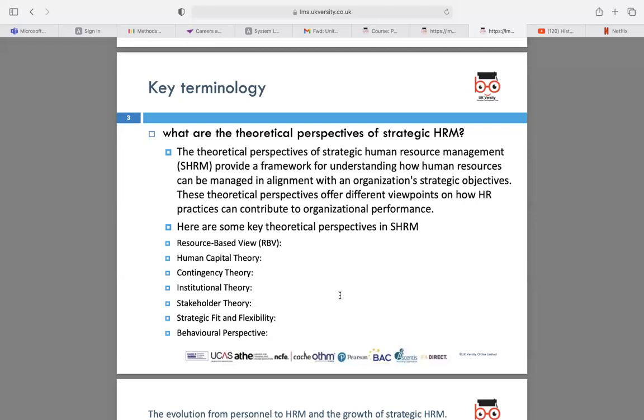Going to talk about strategic fit and flexibility. Strategic fit and flexibility basically means how a business responds to environmental changes, and whether the business is flexible enough to make specific decisions. It can be looking at specific changes or environmental changes and responding in a timely manner.